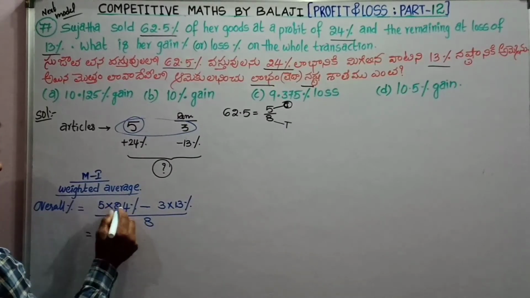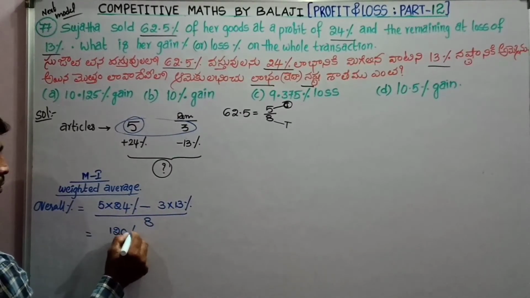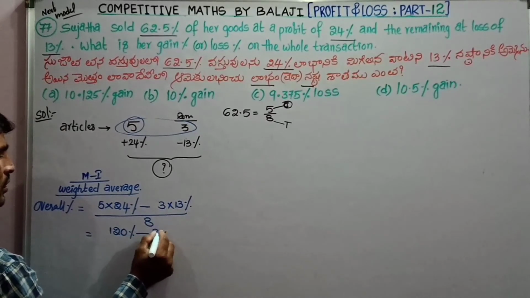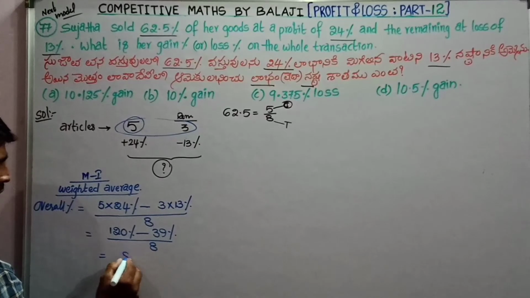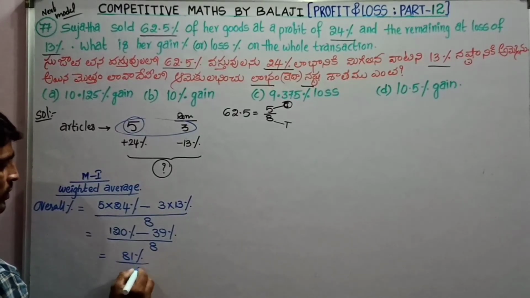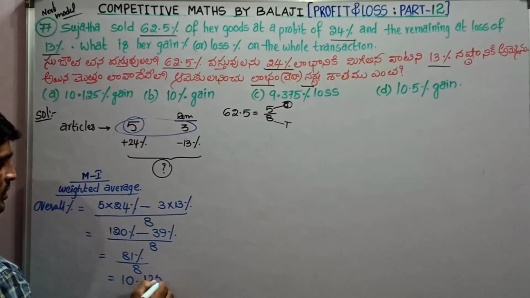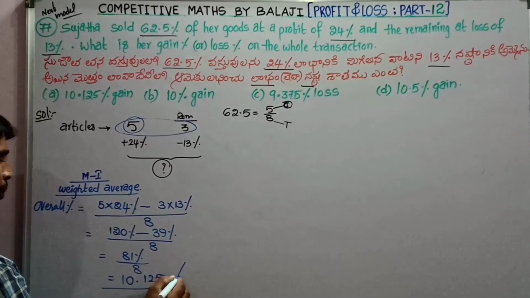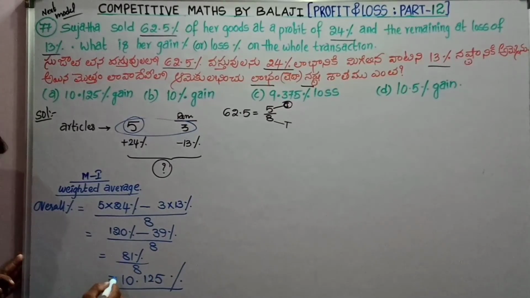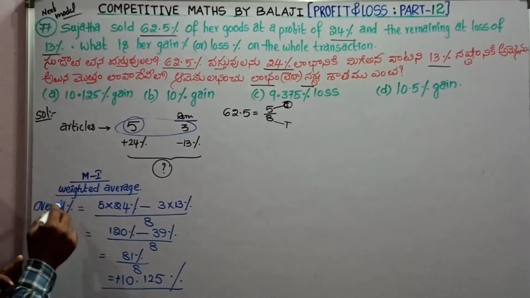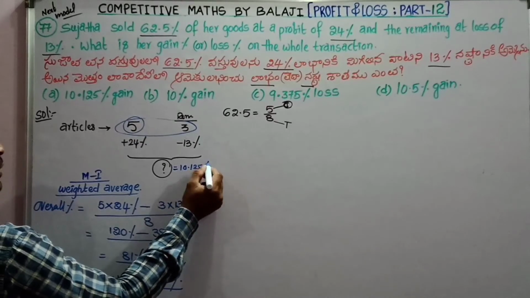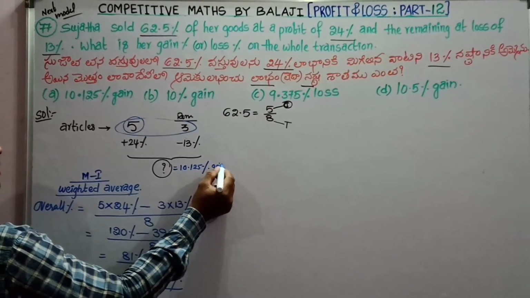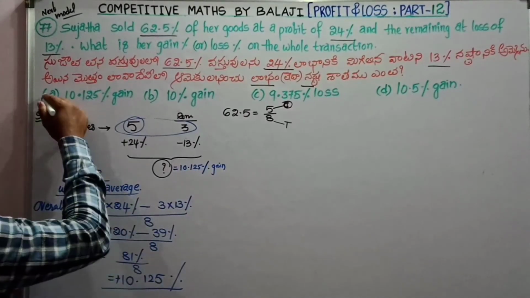That is 5 24s are 120% minus 39% over 8. That is 81% over 8. 8 tens are 80, 8 .125s are 1. That is 10.125%. As we get a plus symbol, it is profit. So the overall profit of Sujata is 10.125% gain. Okay. So the answer is A.